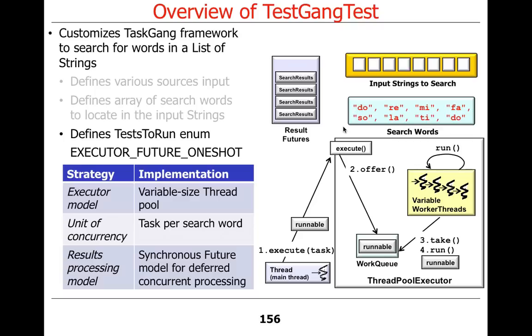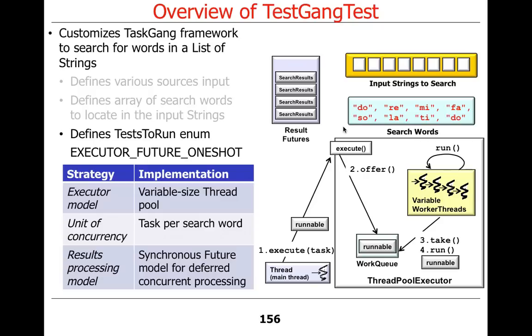And then the other thing we're going to do is use the synchronous future model for deferred concurrent processing. So what's going to happen here is you're going to go ahead and submit a bunch of tasks corresponding to the number of words that you have to search.